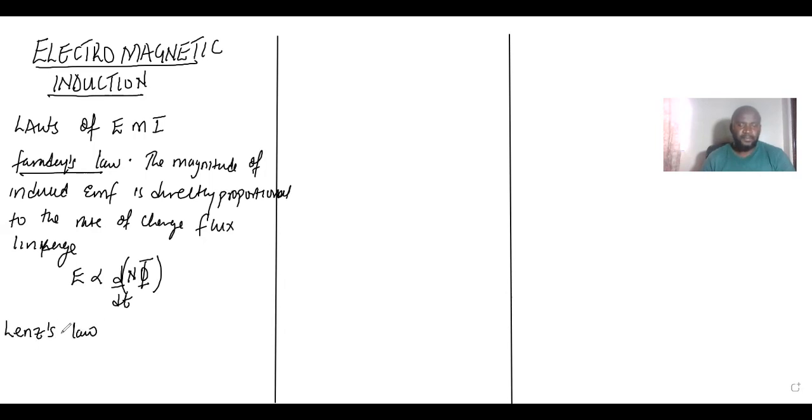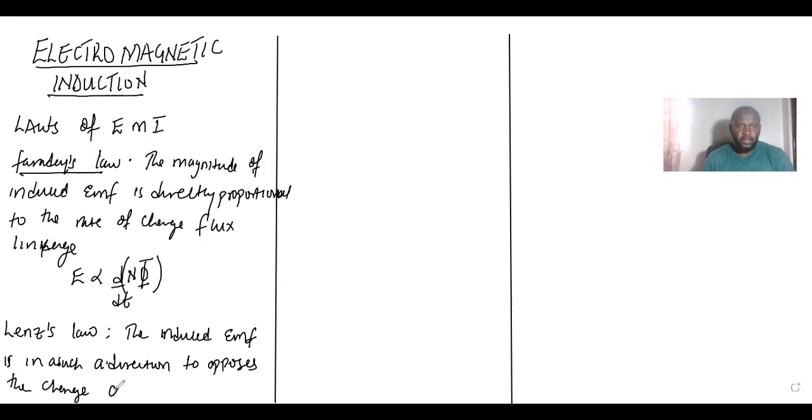Lenz's law states that the EMF induced is in such a direction that it opposes the change causing it.